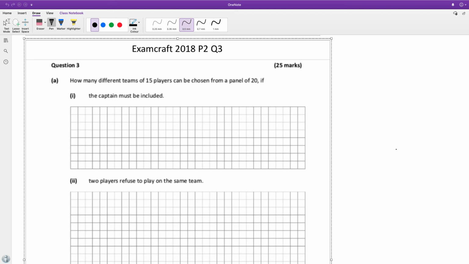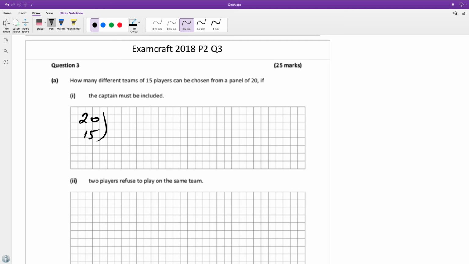Right, let's look. 15 players from a panel of 20. From 20, choose 15. So that's 20, shift nCr, 15, and we should be getting 15,504. Do we all know where the nCr button is on our calculator? On the black ones, I haven't a clue.